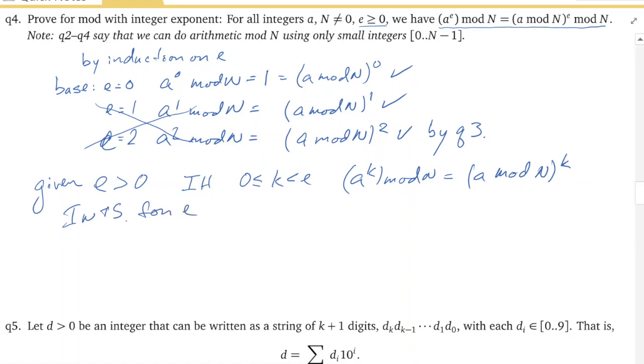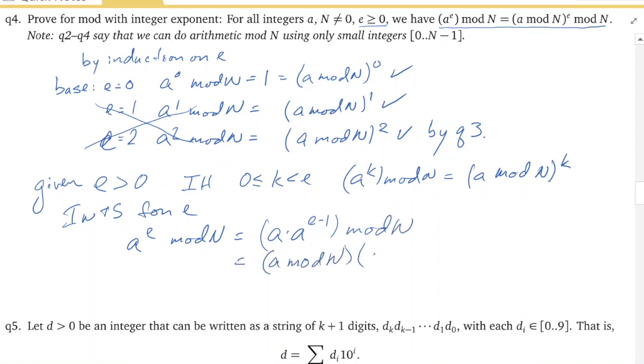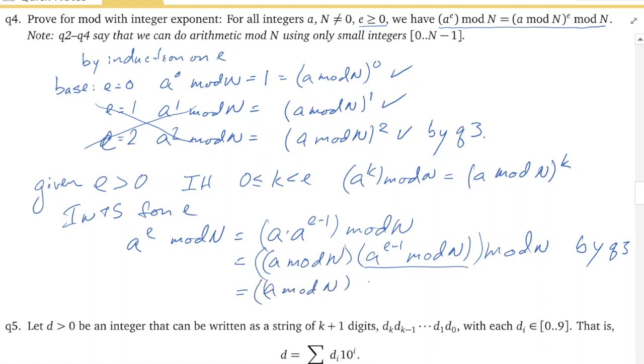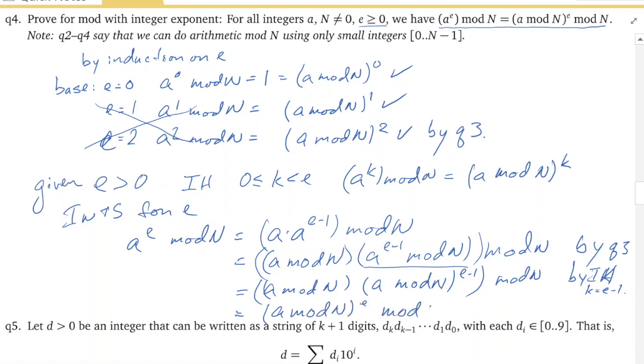Okay, so what if I'm given a to the e mod n, but that's going to be a times a to the e minus 1 mod n, which equals a mod n times a to the e minus 1 mod n, all taken mod n, by Q3. But now I can use the induction hypothesis here. So this is going to equal a mod n, and I can pull a mod n to the e minus 1 out here, and this is all mod n yet. This is by the induction hypothesis with k equals e minus 1. And that is just what I wanted, a mod n to the e mod n, QED.